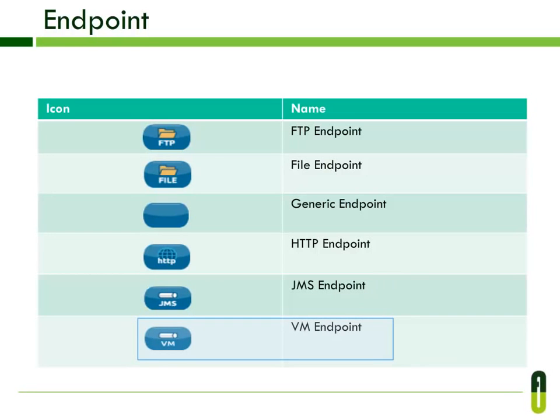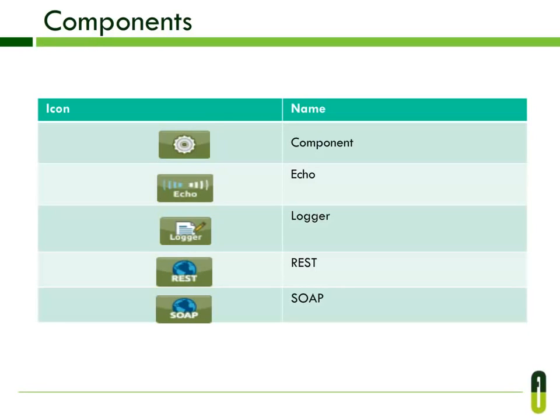VM endpoint. This endpoint is an in-memory queue that allows you to integrate different flows or services in the same Mule config. Here you can see the different types of components. First we will discuss the component. Component. This component is used to invoke a Java component. Components specify a Java class as the service component, or configure a reference to an implementation in a container such as Spring. Echo component. This component echoes a message payload to the console.